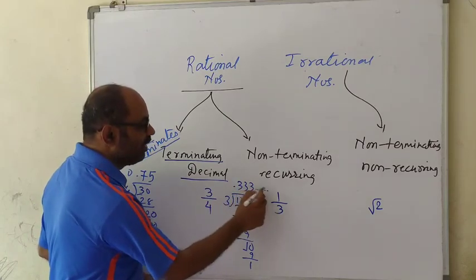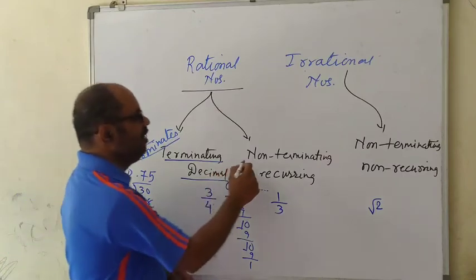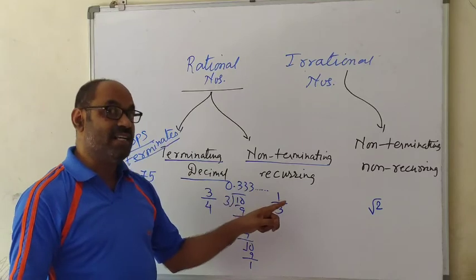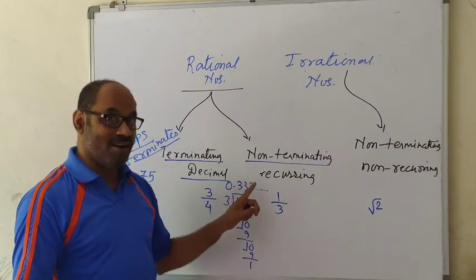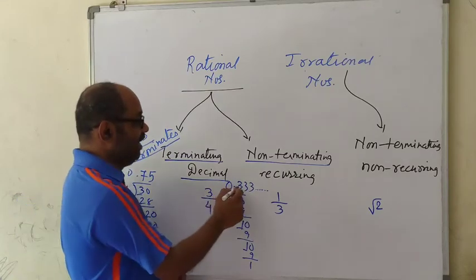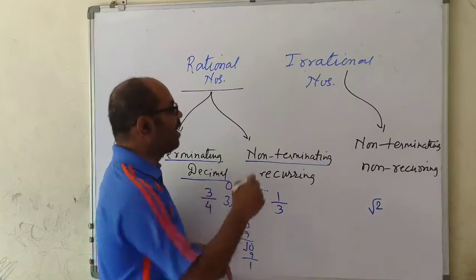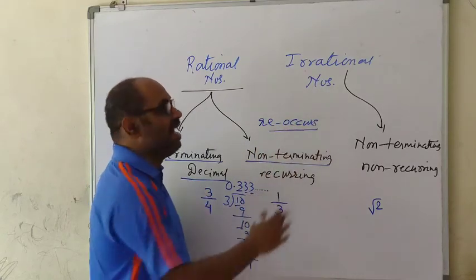You will keep on getting 3, 3, 3, 3, endless. So this is non-terminating. The division doesn't stop. This digit will continue. It doesn't stop. It non-terminates. But what is happening? 3 3 3 repeats. Repeats means reoccur. It occurs again and again.